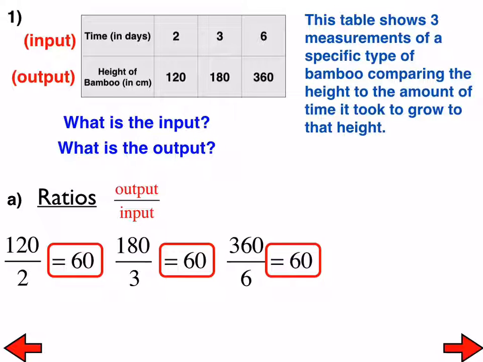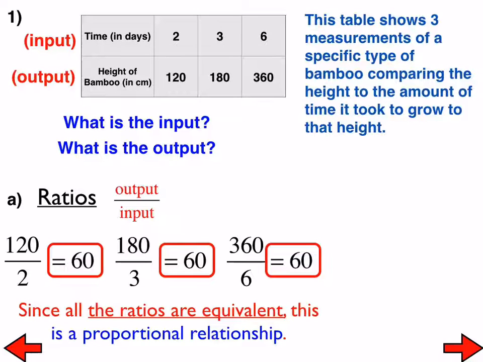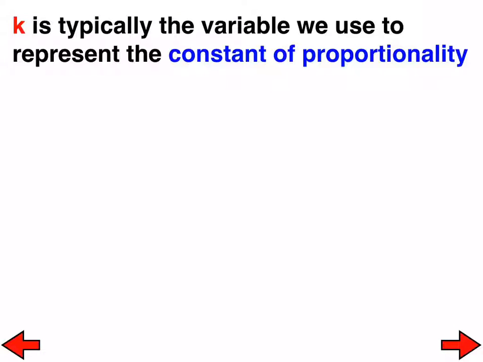Now, the great thing about using output over input is that that is also the constant of proportionality. So here's another piece of information that we are adding, and this might be something that you add in your notes somewhere. K is typically the variable we use to represent the constant of proportionality. So it's just another random variable that we use, so we don't have to write down constant of proportionality every single time.